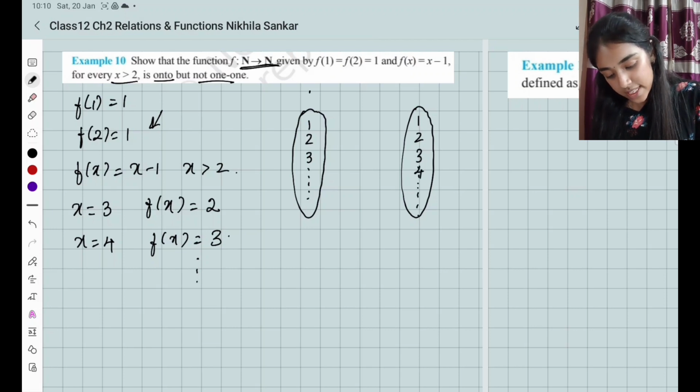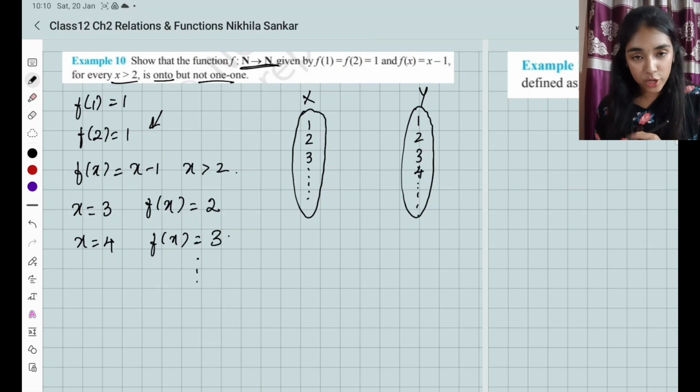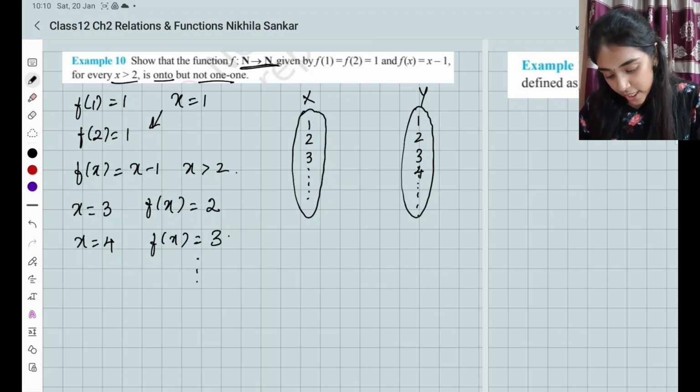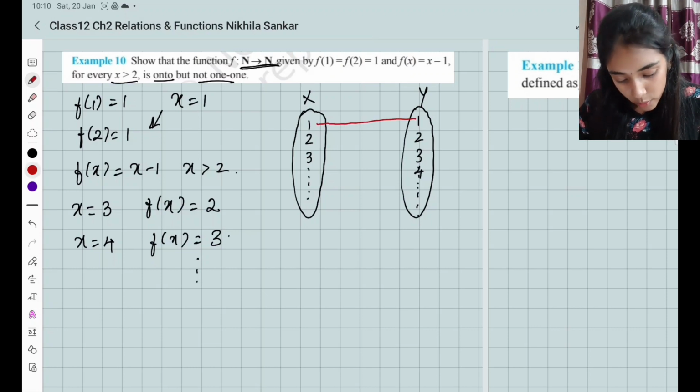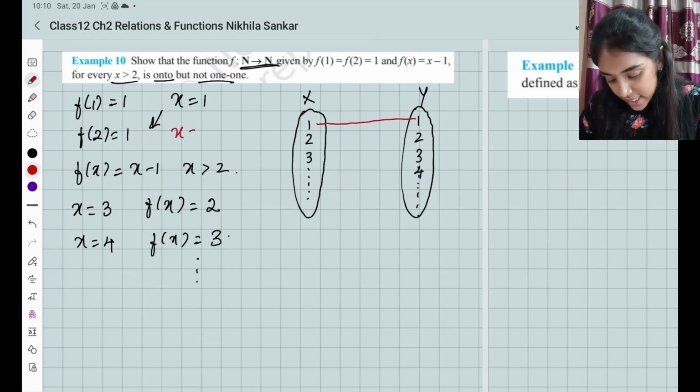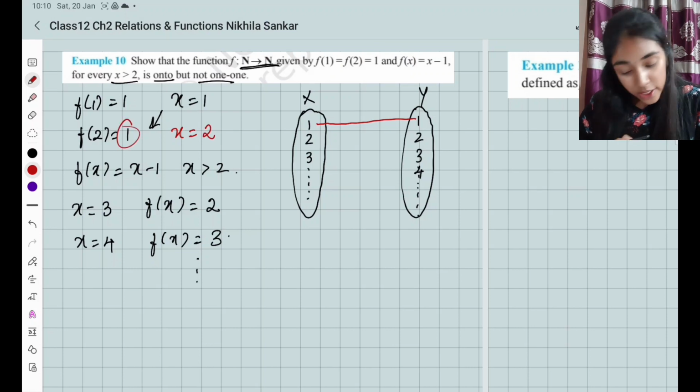Okay, so this side it is going to be the x function and this side it is going to be the y function. So how are we going to map? In this case, the x value is 1 and the y value is 1. Okay, I'm going to map the x value 1 to the y value 1. Now in this case the x value is going to be 2 but the y value is still 1.